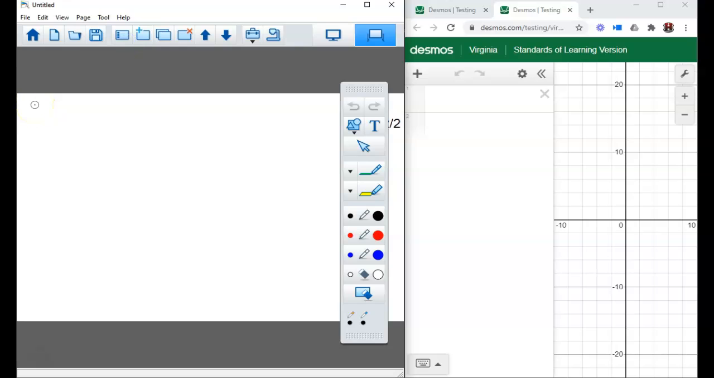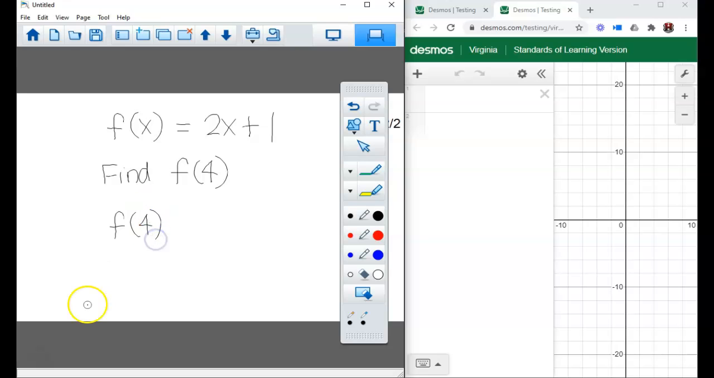So you did some problems yesterday that looked like this. They might say a function of x is equal to 2x plus 1. And then they would say find f of 4. So a function of x is equal to 2x plus 1. Find a function of 4. So remember, what they really want you to do is to take that 4 that you see right there and use it as an input. They want you to plug it in for x. So right over here where you see x, you're going to input that 4.